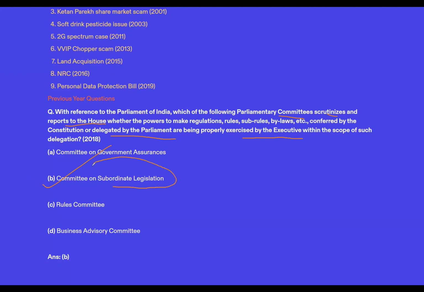Subordinate legislation means sometimes what happens, the Parliament frames a skeletal law or the broad gist of a law. Then the rules under the law, the regulations under the law, nitty-gritties and minute details are framed by the respective department. So like the Motor Vehicle Act is there. Okay. So the Motor Vehicle Act was formulated by the Parliament in the form of a bill. When it was passed, it became an act. However, the rules under the act were formulated by the Road Transport Ministry. Okay. So this is called subordinate legislative power.